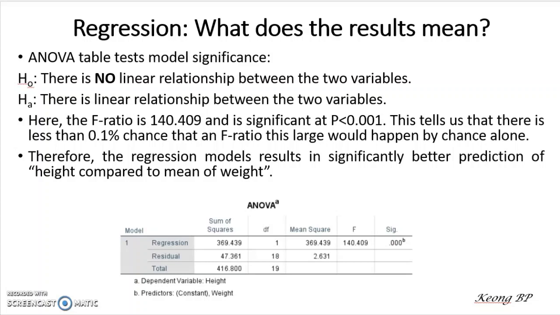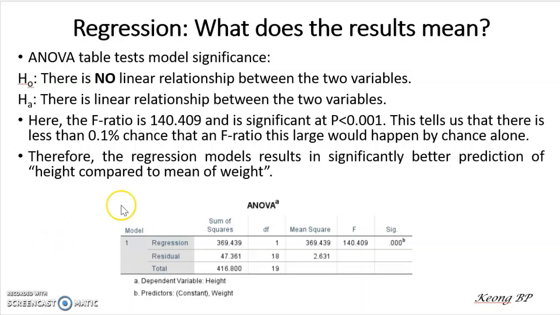Okay, now we look at the second statistical table generated by the regression analysis, which is the ANOVA table. Regression also generates the ANOVA table to test for model significance. As you learned in the previous chapter, the ANOVA will be used to either accept the null hypothesis or reject the null hypothesis. Before we do that, we look at the hypotheses themselves.